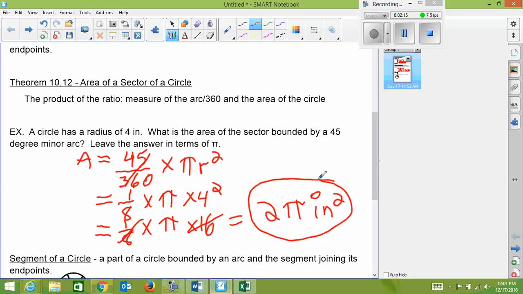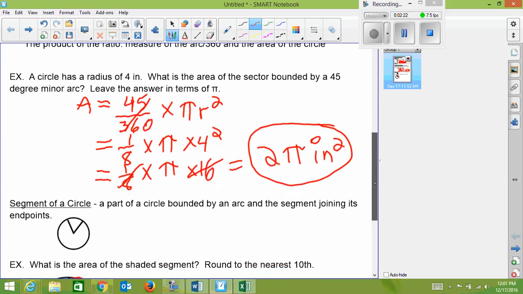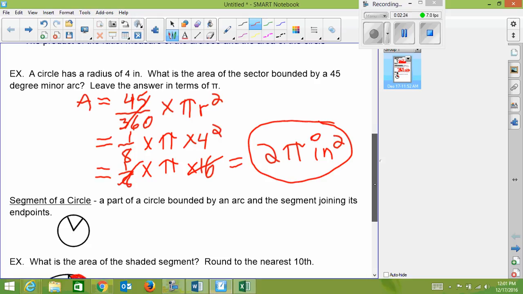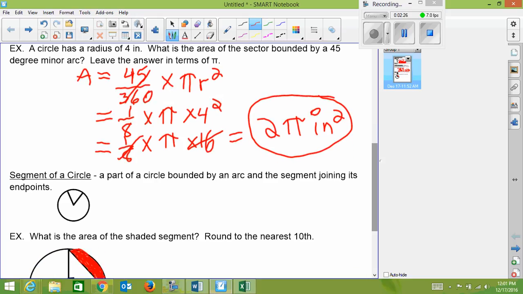So you're basically figuring out what fraction of the circle they're talking about. That's where the 45 over 360 comes into play. They're not talking about the area of the whole circle, but of one piece. Like if I was talking about this circle right here, like if I was trying to find this little piece of pie right here, it would be similar to this.